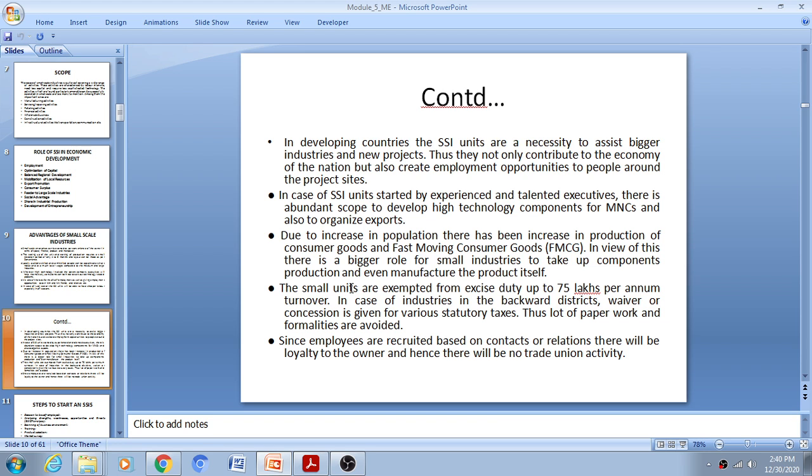The next one is since employees are recruited based on contracts or relations, there will be loyalty to the owner and hence there will be no trade union activity. Since in small scale industry, mainly the employees would be known people, right? It could be a friend, it could be a relative, or even a person outside your circle can be hired through contract. And due to this, the loyalty towards the owner is much more in small scale industry as compared to medium or large scale industries.